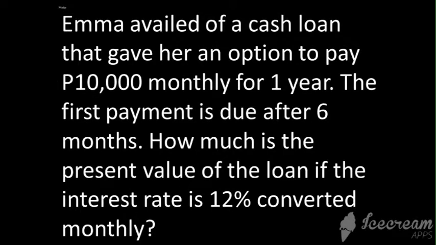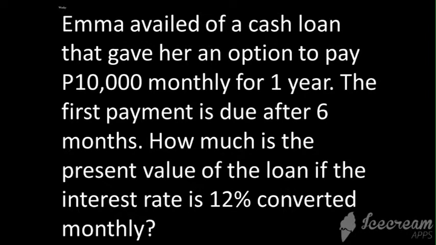Now, are you ready to solve some problems involving deferred annuities? Emma availed of a cash loan that gave her an option to pay 10,000 pesos monthly for 1 year. The first payment is due after 6 months. How much is the present value of the loan if the interest rate is 12% converted monthly?